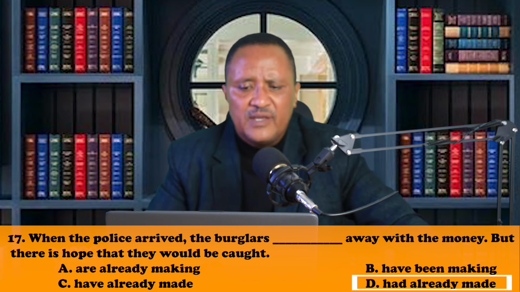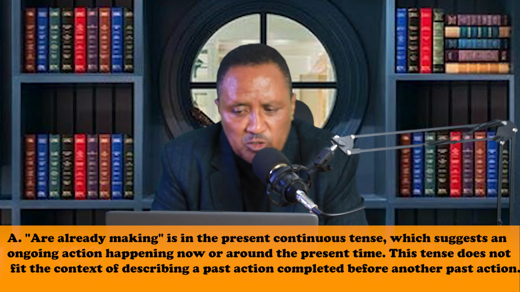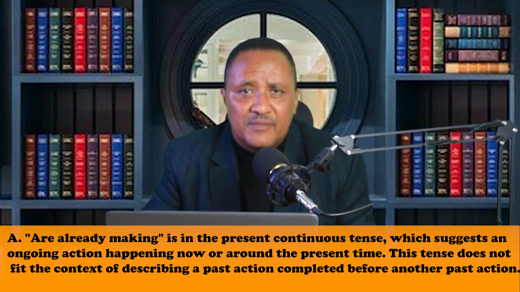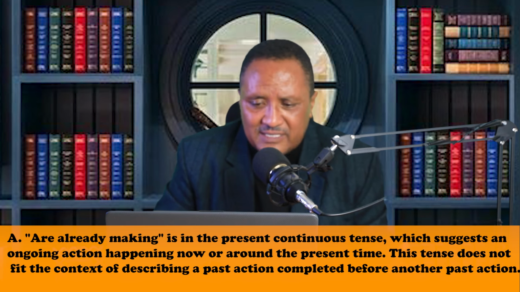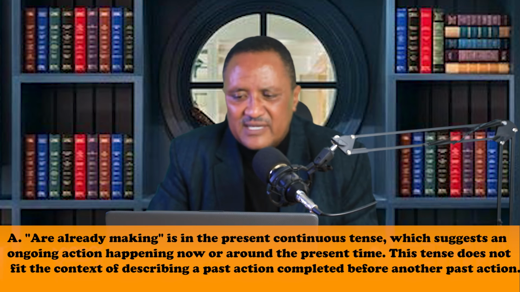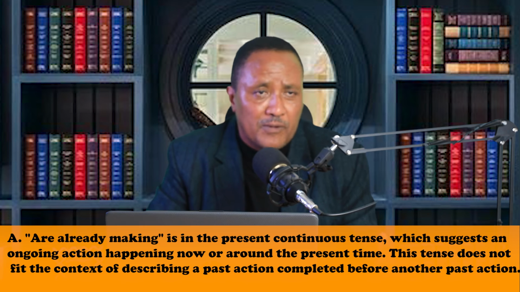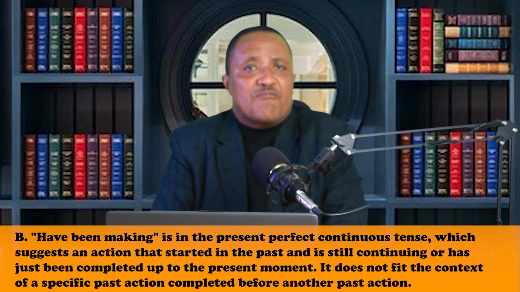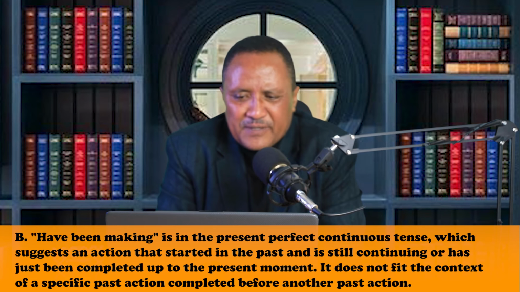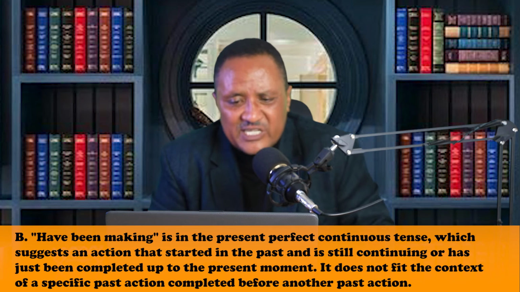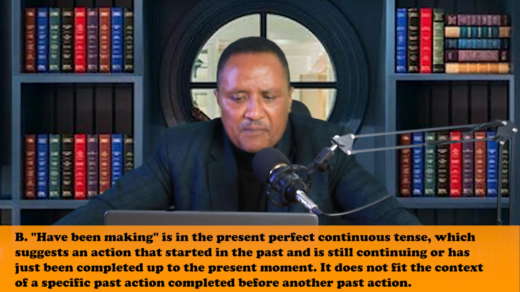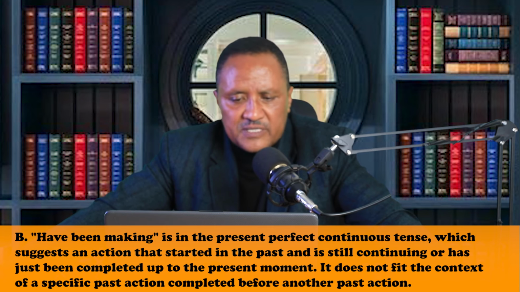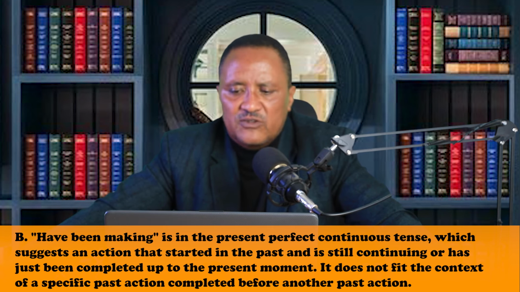A, are already making, is in the present continuous tense, which suggests an ongoing action happening now or around the present time. So it cannot be related to the past. This tense doesn't fit the context of describing a past action completed before another past action happened. B, have been making, is in the present perfect continuous tense, which suggests an action that started in the past and is still continuing or has just been completed up to the present moment. It doesn't fit the context of a specific past action.